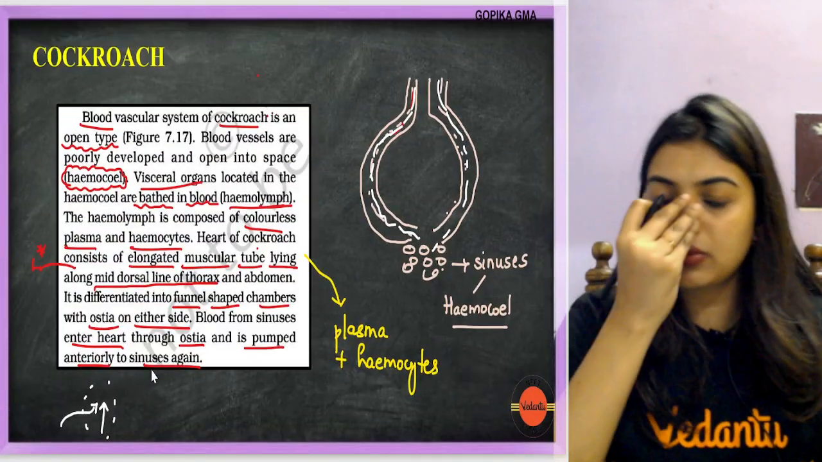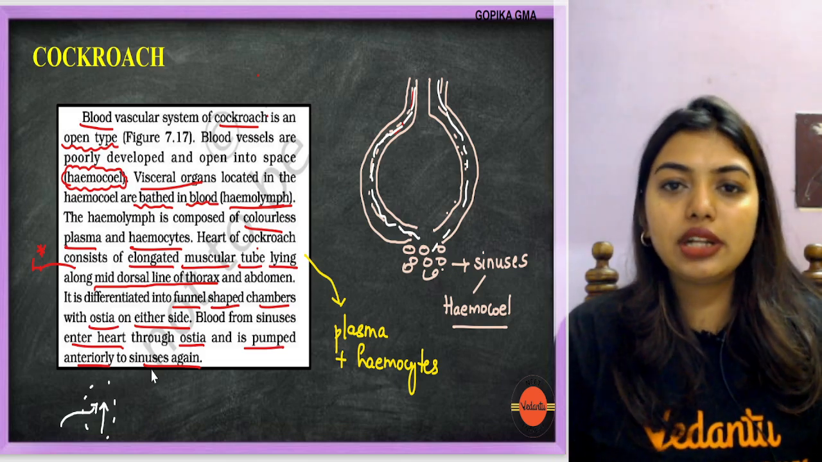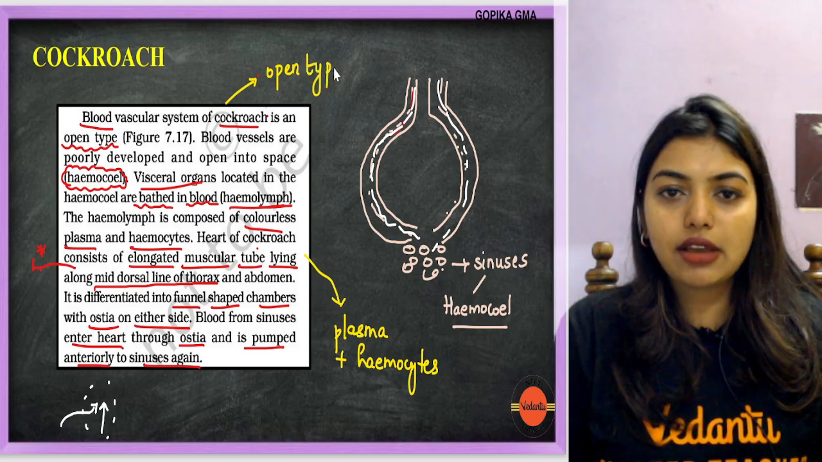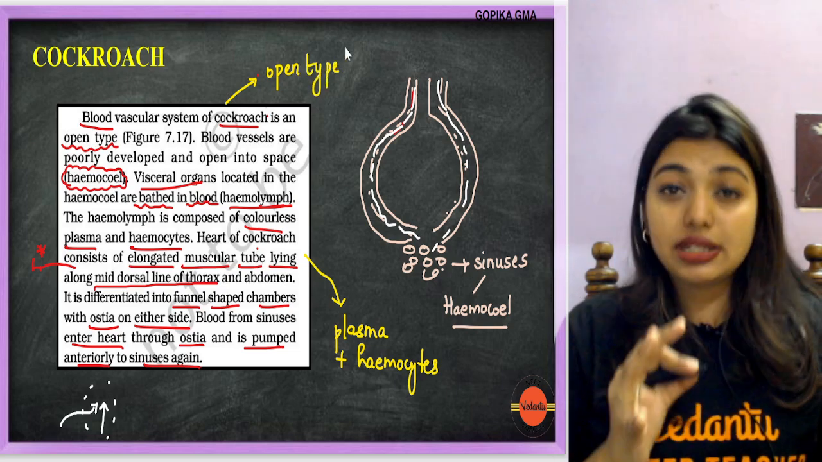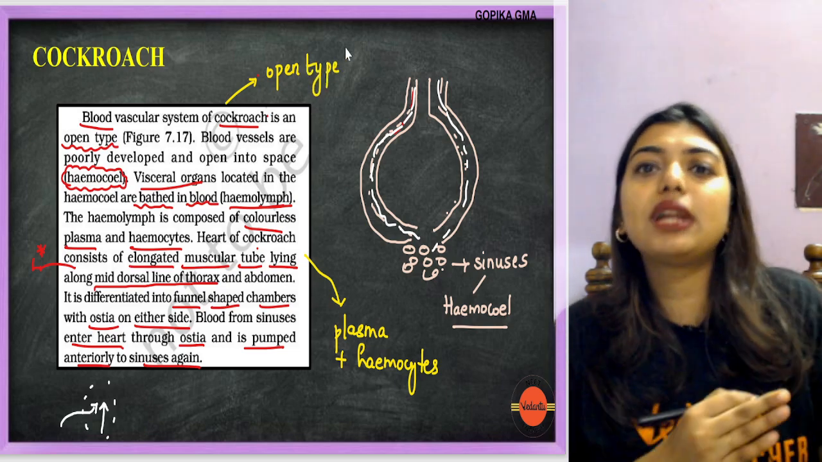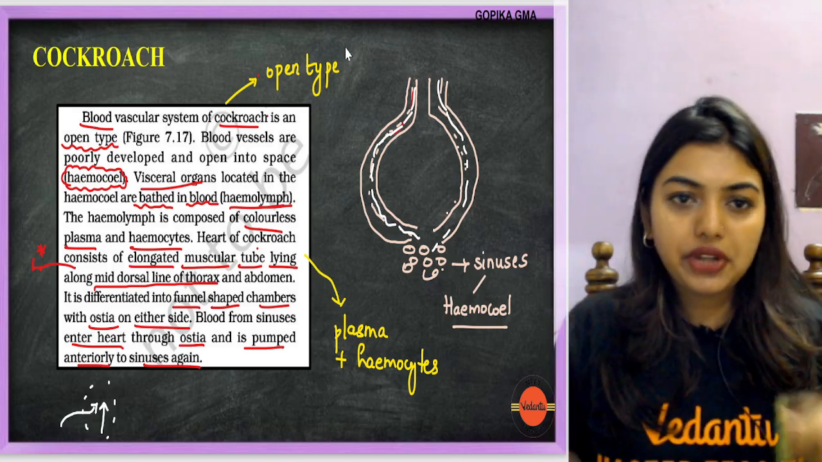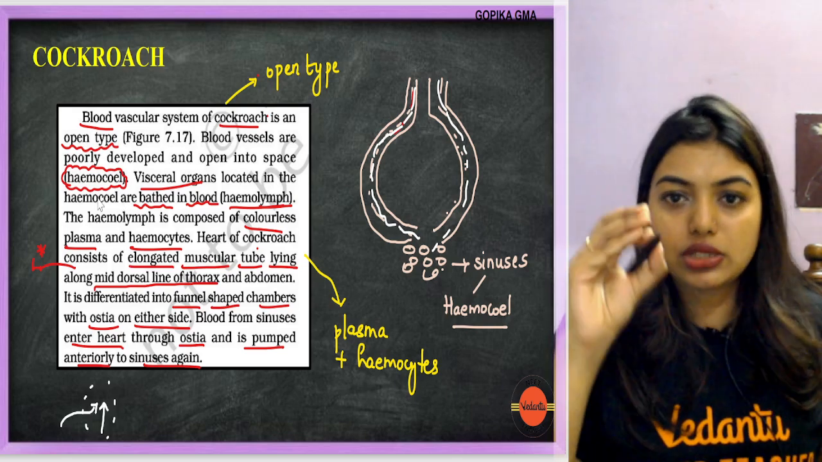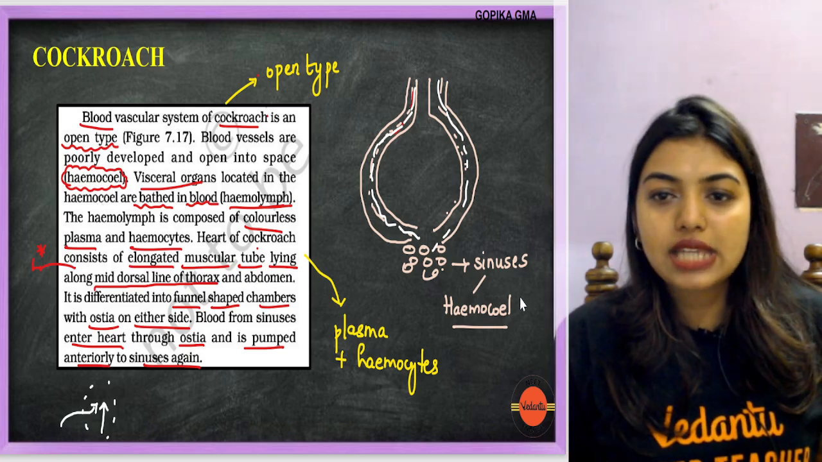Blood, the cockroach circulatory system is very important. It is open type. That is very, very important. Open type, that means they have sinuses. There are no blood vessels, like a proper tube-like system is not there. Everything is here and there. Now blood vessels are poorly developed and open into spaces called hemocoel. Those sinuses or spaces are called hemocoel.